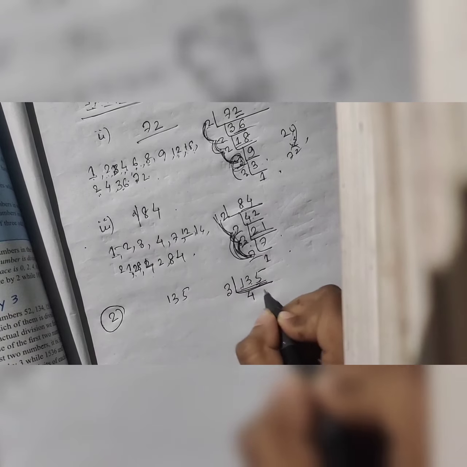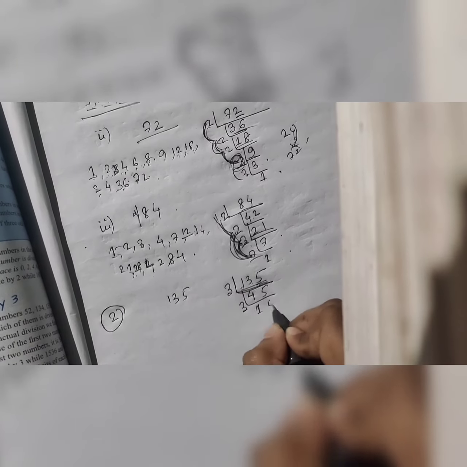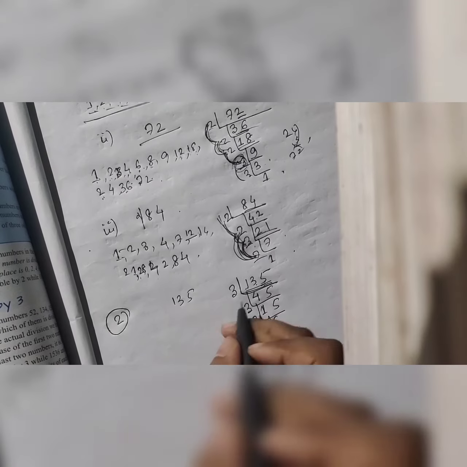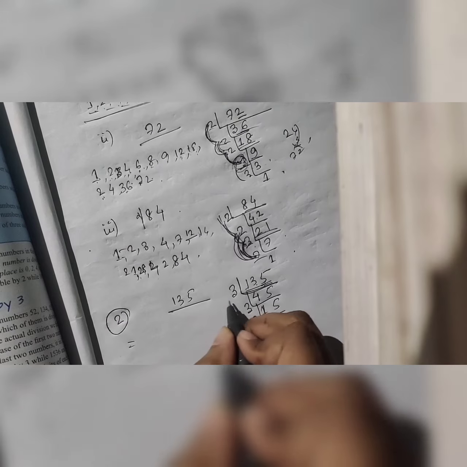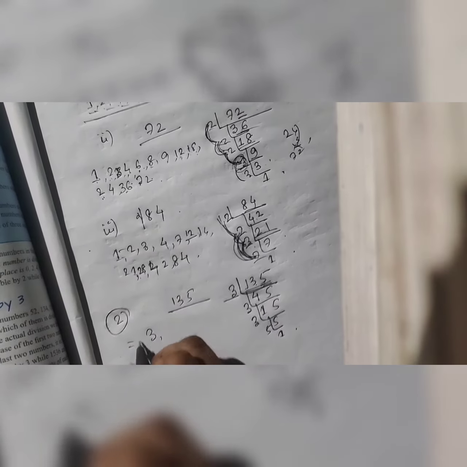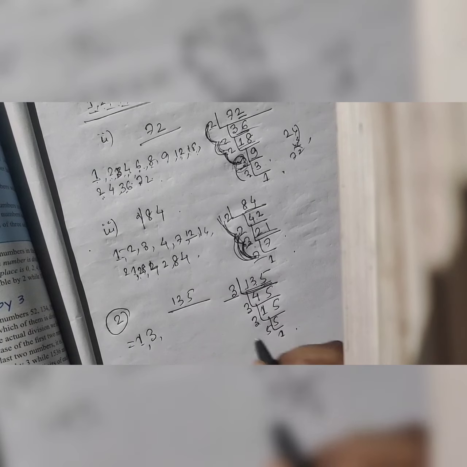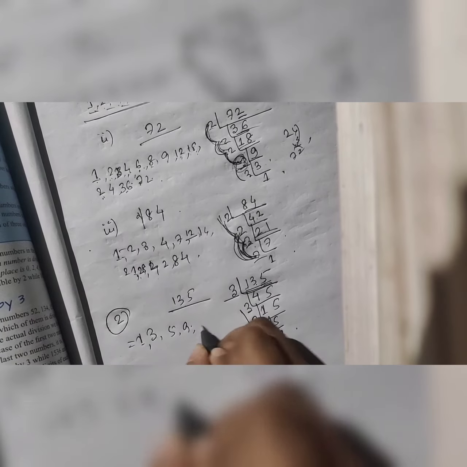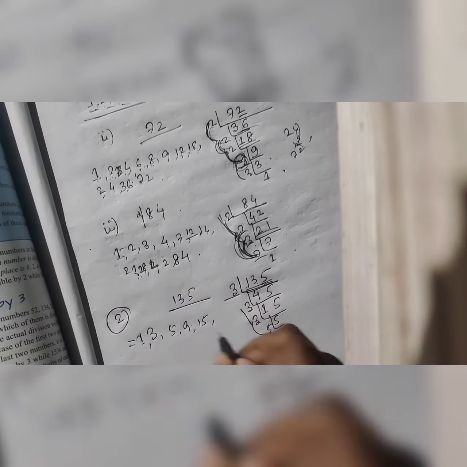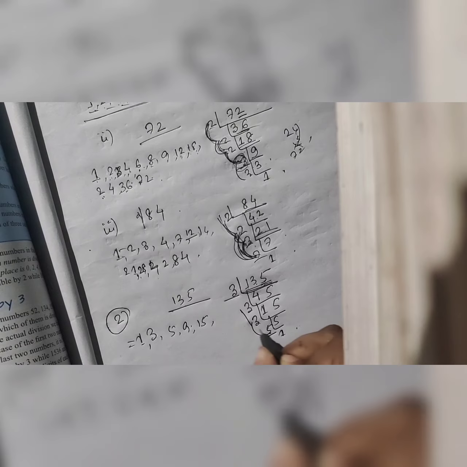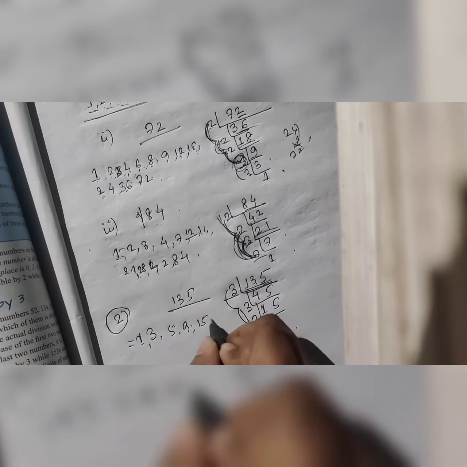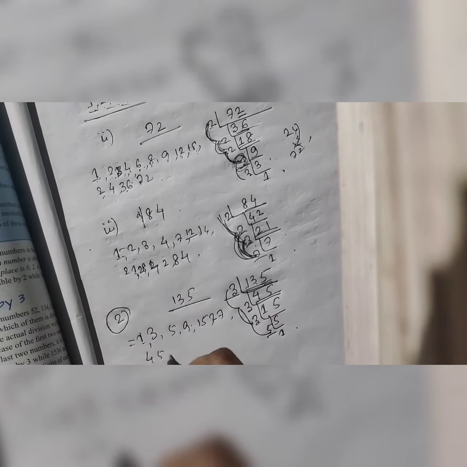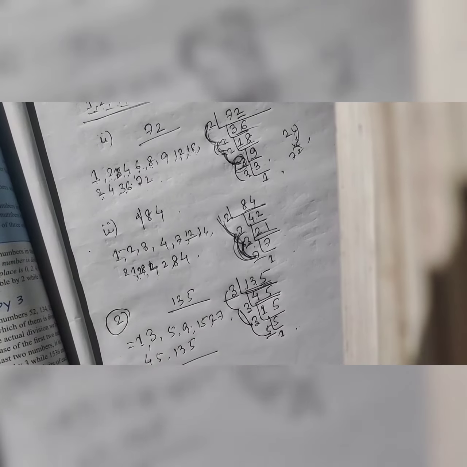3 × 4 is 12, 3 × 5 is 15. Again 3 × 1 is 3, 3 × 5 is 15, 5 × 1 is 5. So from here we can say that the factors of 135 are 1, 3, then 5, then 3 × 3 is 9, then 5 × 3 is 15, then 9 × 3 is 27, and then there are 45 and 135. So these are the factors of 135.